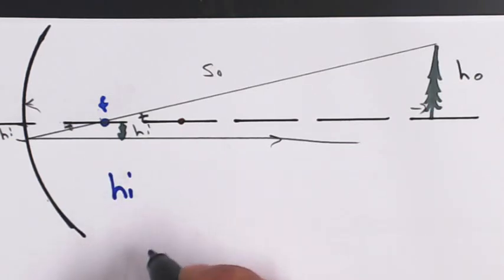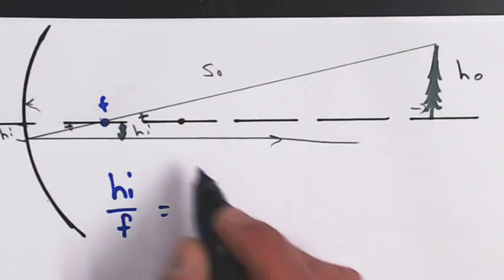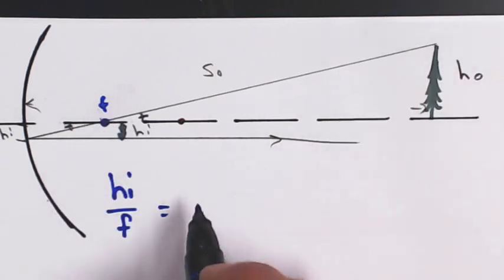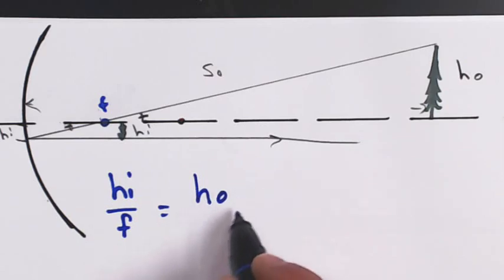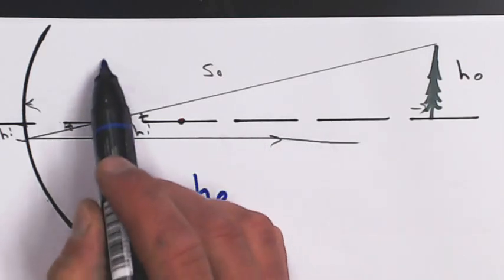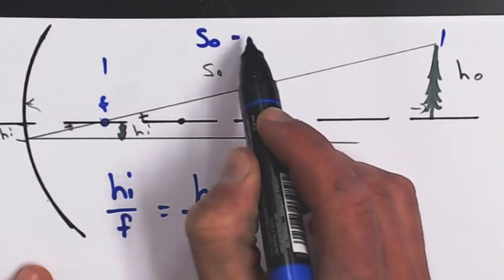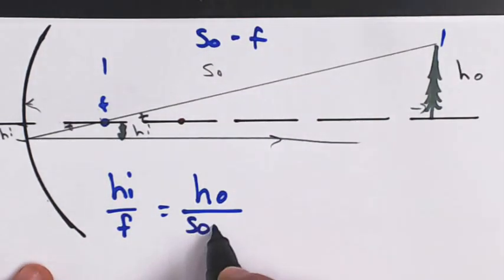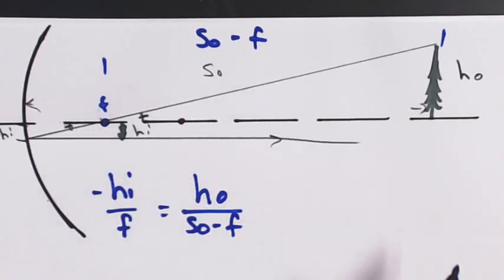So let's see here. Height of the image over f is the same as the height of the object over, well, this distance here, which is SO minus F. But again, because we have that negative sign, the image is upside down.